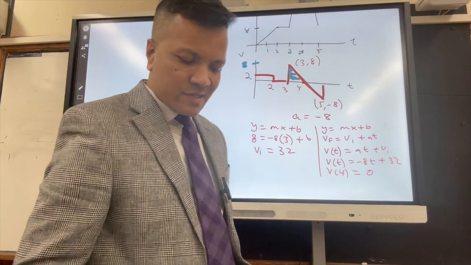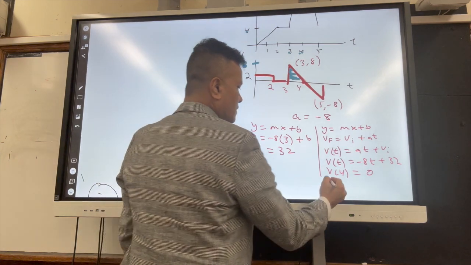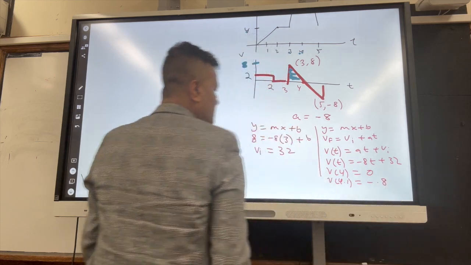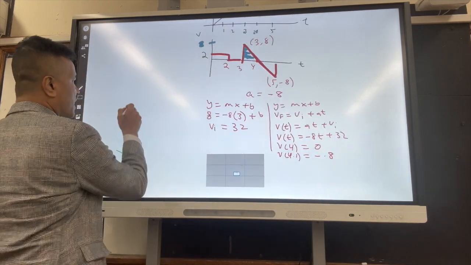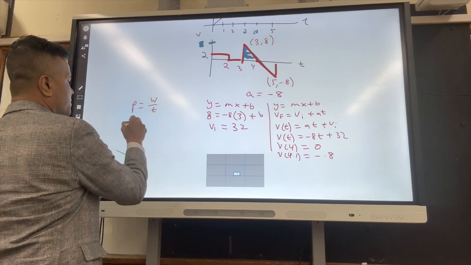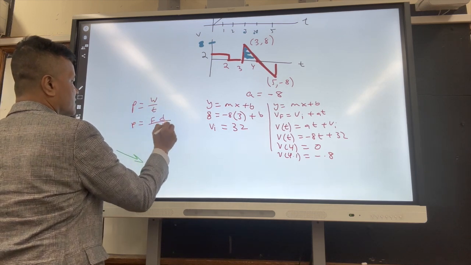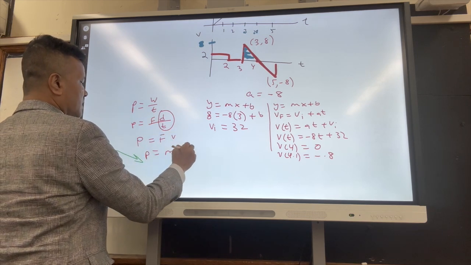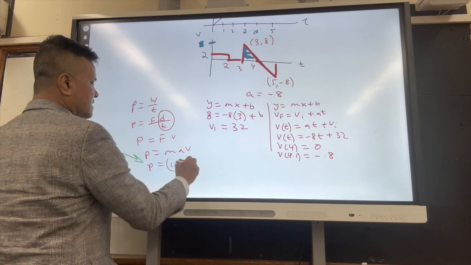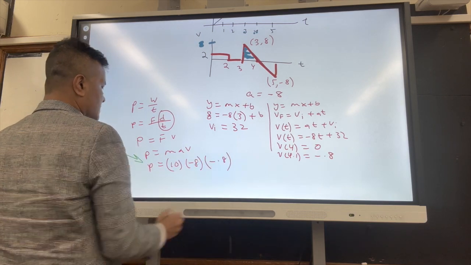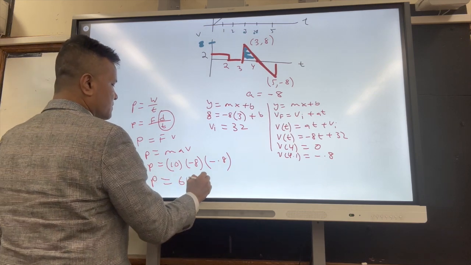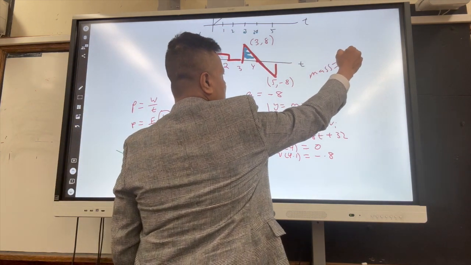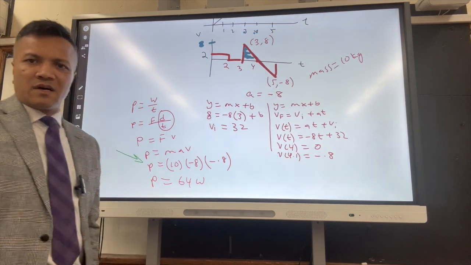Now, in the problem I ask you 4.1. So at 4.1 you know the velocity is very close to 0, negative 0.8. I ask you the power. So the power is W over T. So power is Fd over T. So the power is Fv. So power is MAV. So the power is 10, negative 8, and V is negative 8. So power is 64 watts. The mass of the object is 10 kilograms. And that was that problem.